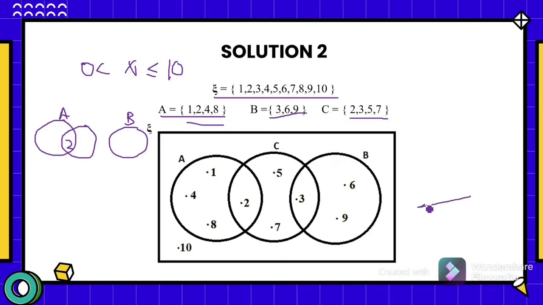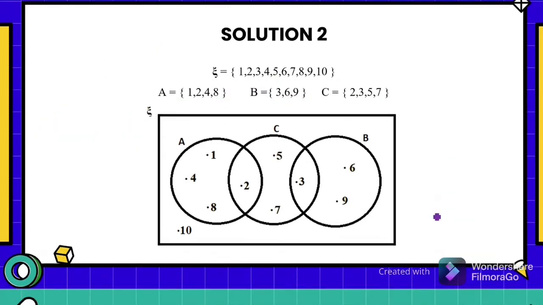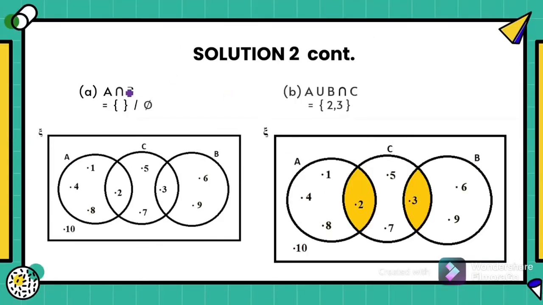This is the Venn diagram, so we can use it to solve the questions below. For question number 1, it wants us to find A union B and A intersect B. For A intersect B, there are no elements in A that intersect with B. So the answer is the empty set. This is the symbol of the empty set.